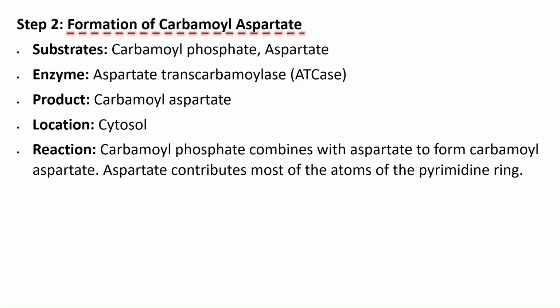So to summarize the step, carbamoyl phosphate combines with aspartate under the action of aspartate transcarbamylase to form carbamoyl aspartate. Aspartate contributes most of the atoms that eventually form the pyrimidine ring. This reaction occurs in the cytosol and represents an important early step in the ring assembly.